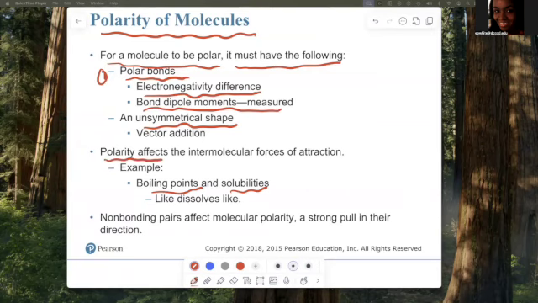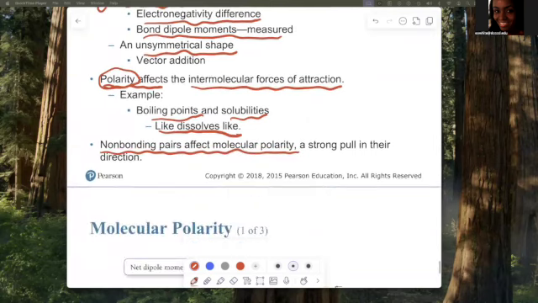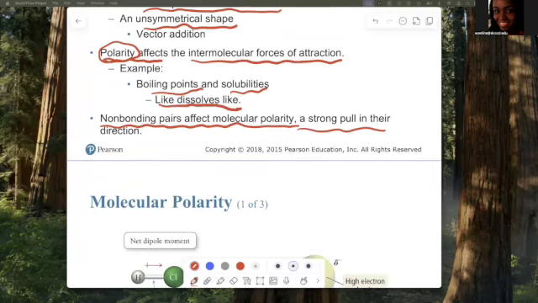And so we're told polarity affects intermolecular forces of attraction. The way one molecule is able to attract the other and bond with it boils down to the polarity of that molecule. So if it has that polarity factor, it will influence how molecules interact with each other, how they form solutions, like dissolves like. When their polarities are similar, they're easily able to form a solution. So we're told, bottom line, in the mechanism, non-bonding pairs will affect the molecule polarity. Okay. Because there's a strong pull in their direction.